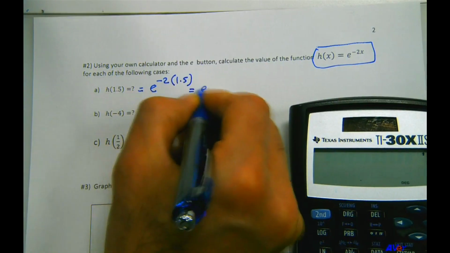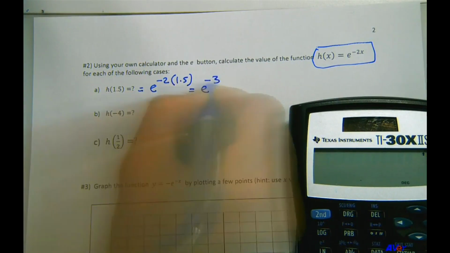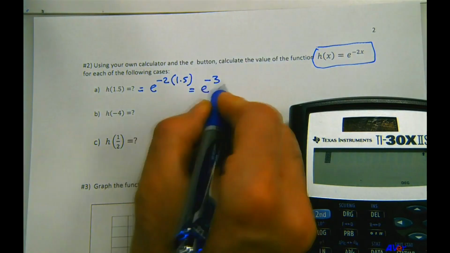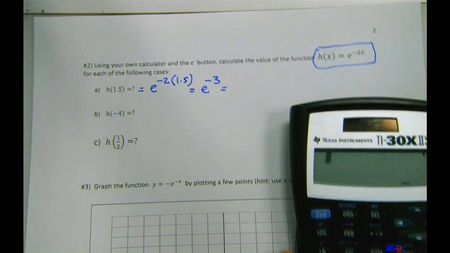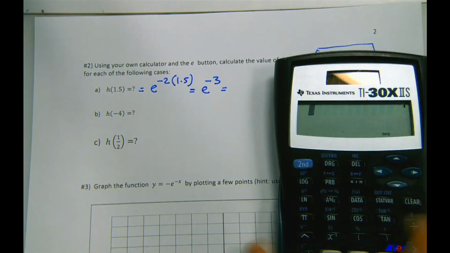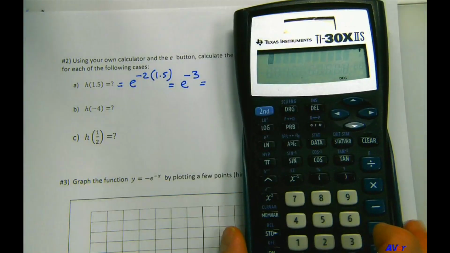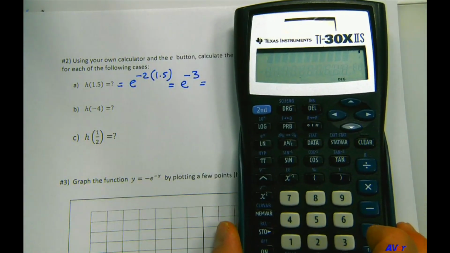So that means e to minus 3 power. Okay, so let's calculate that. All right. Let me see if I can put this where you can see everything very clearly, like that. Okay, that should be a good position for the calculator.